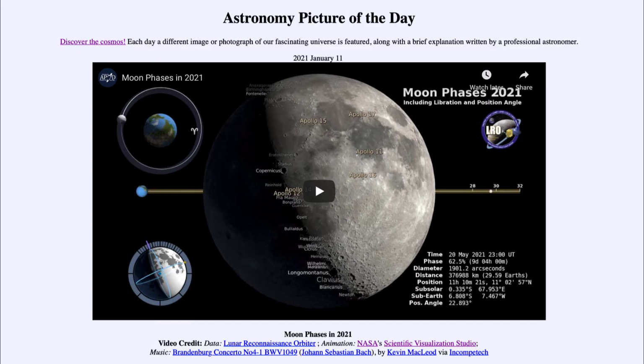One of the things that I like to do in each of my introductory astronomy classes is to begin the class with the astronomy picture of the day from the NASA website, that is apod.nasa.gov/apod. And today's picture for January the 11th of 2021, well, it is titled Moon Phases in 2021. So what do we see here?